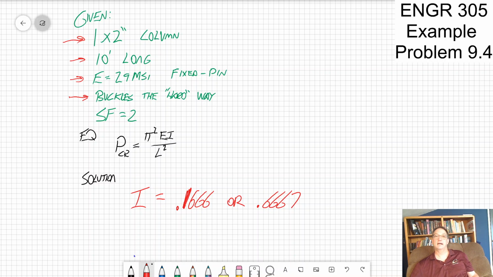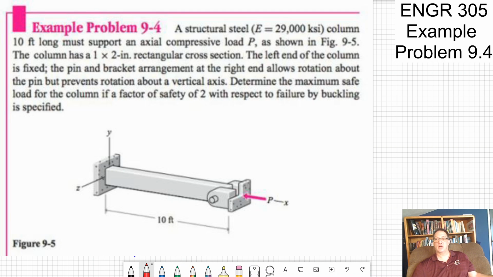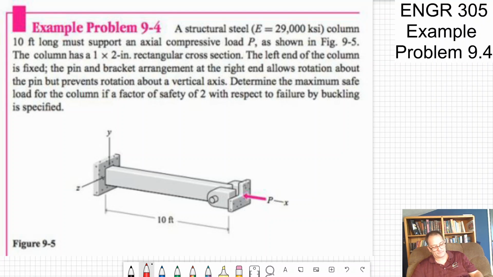0.6667. Now, again, I'm not sure when they showed us that picture how they're really doing that. We'll have to think about that a little bit. But the other thing we've got going on is I've got end conditions.